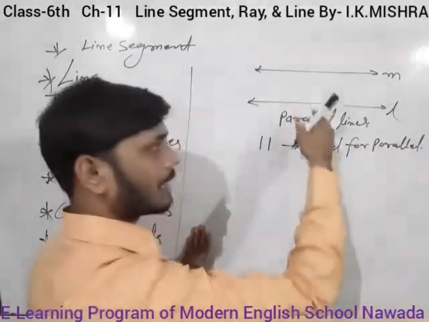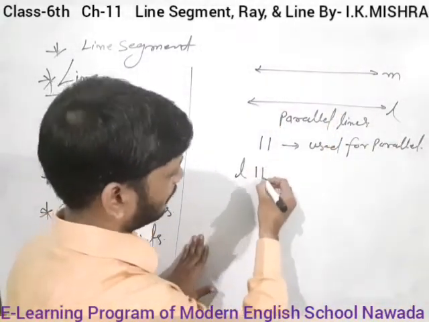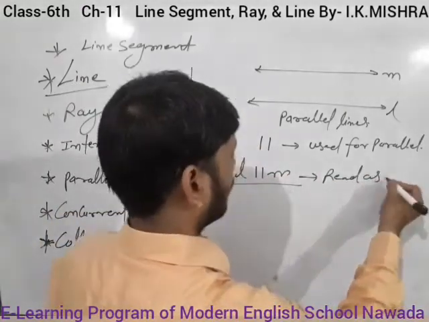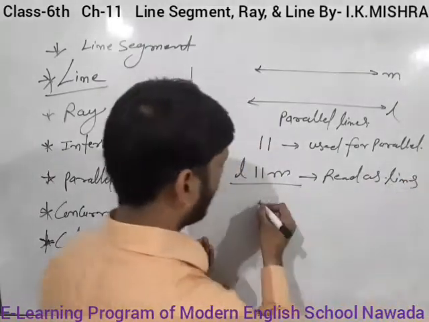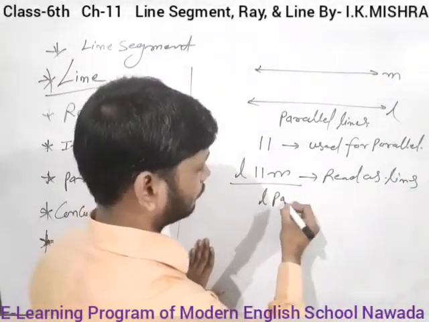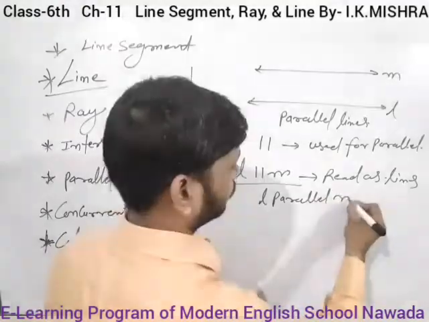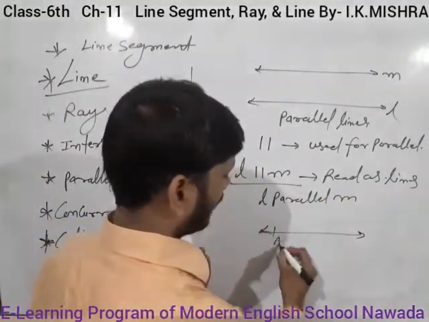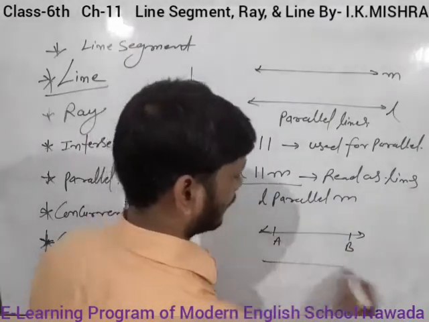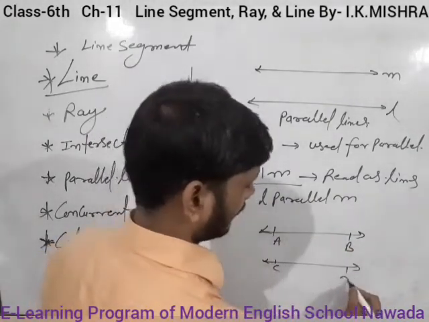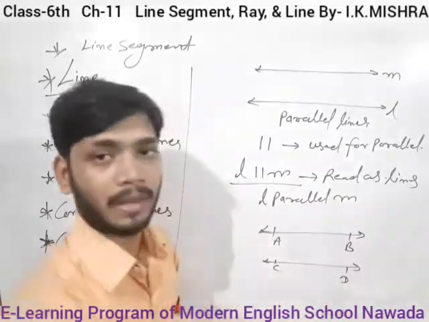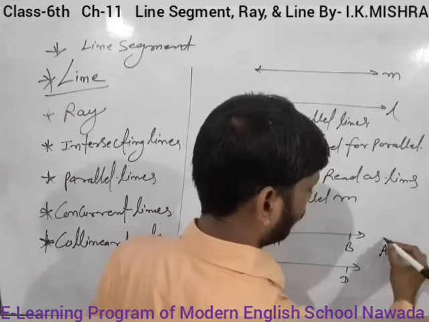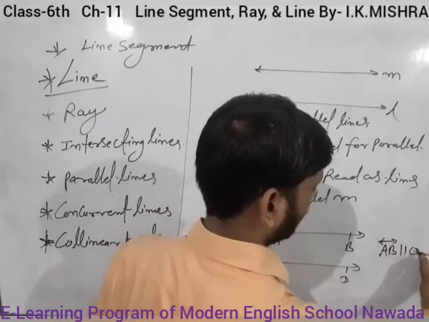That means this can also be written as L parallel M. It is read as line L parallel to line M. Suppose there are two lines, line AB and line CD, and these are parallel. Then it will be written as AB parallel CD.